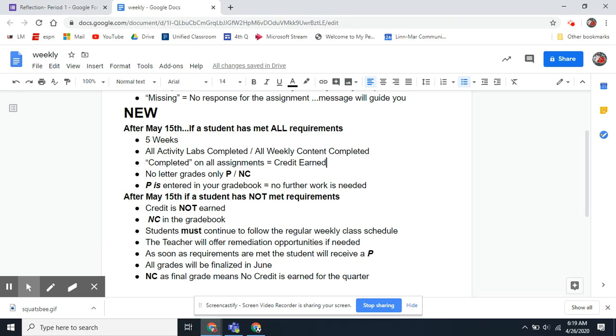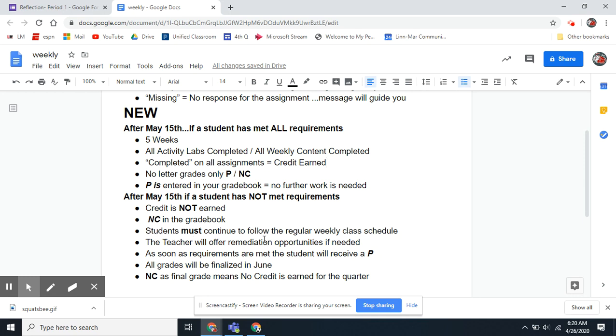A P would be entered in your grade book after May 15th if you are all completed with the requirements, and then no further work would be needed. No meeting for the Teams meetings, no reflection forms, no content material would be needed if you have everything completed after May 15th. Okay, after May 15th, if a student has not met the requirements, then credit for the quarter is not earned yet. Okay, and then the NC would be entered in the grade book. And that would tell you that for this time, you have no credit.